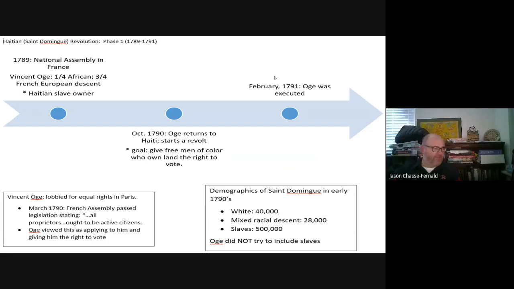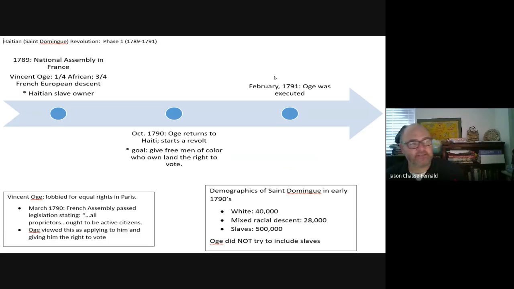So in March of 1790, the French Revolution passes this legislation saying that all proprietors, which are business owners, plantation owners in his case, ought to be active citizens. Hence, he views himself obliged to be a citizen, right? And this must apply to him.